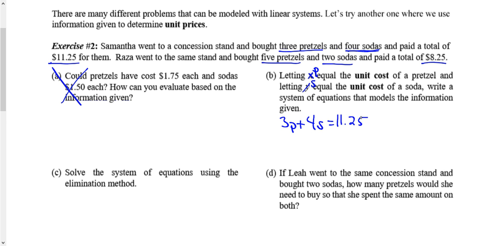And now somebody else give me an equation for Raza's purchase. 5P plus 2S equals 8.25. All right? So that's the total cost equation for each of them. And what do they want to know? The price of a pretzel and the price of the soda, right? So part C is going to ask us to solve this.